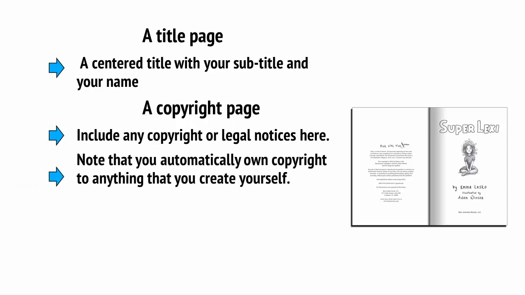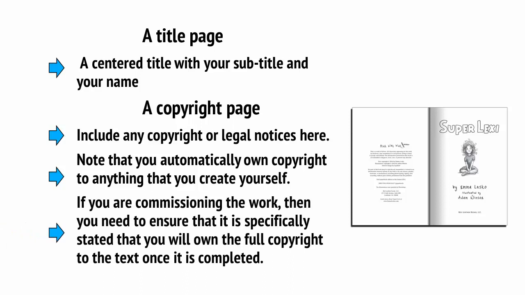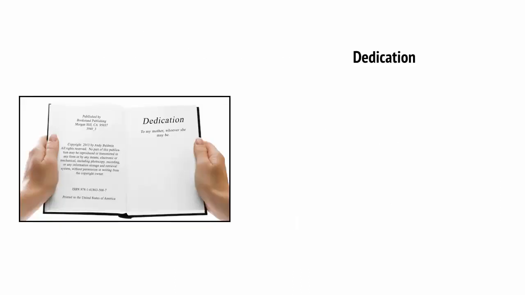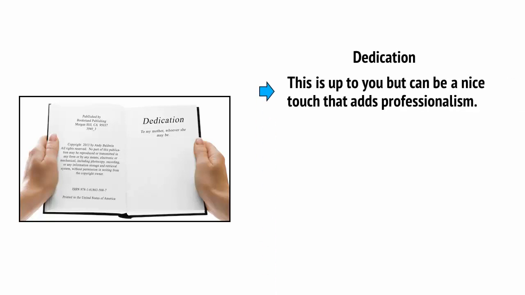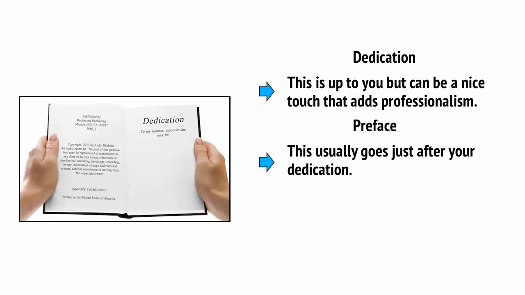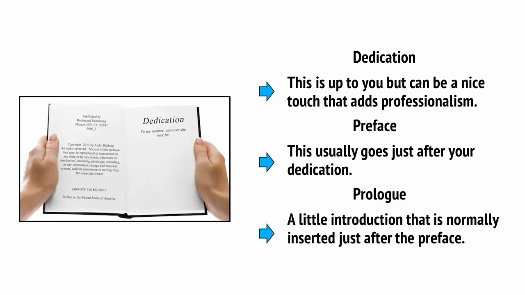Note that you automatically own the copyright to anything you create yourself. If you're commissioning the work, then you need to ensure that it is specifically stated that you will own the full copyright to the text once it's completed. You can add a dedication, and this is up to you, but it can be a nice touch that adds professionalism. Then there's the preface, which usually goes just after your dedication. A prologue, and that's a little introduction that's normally inserted just after the preface.